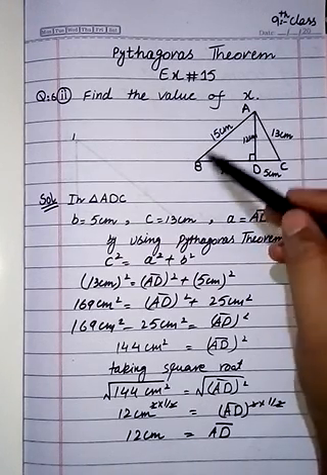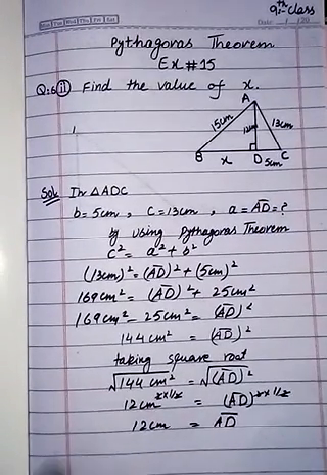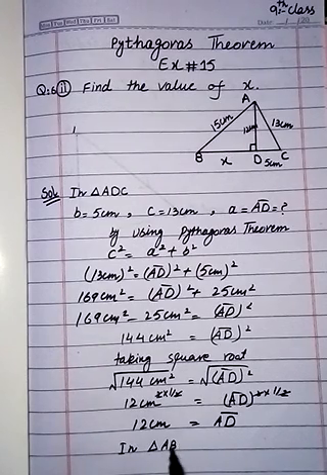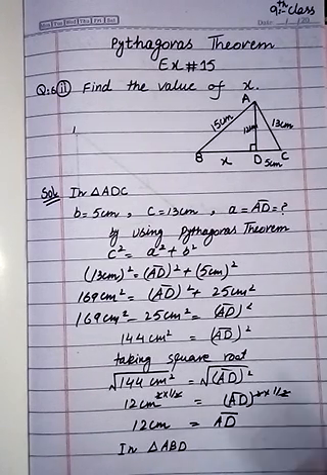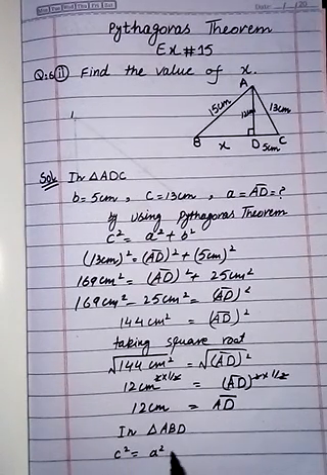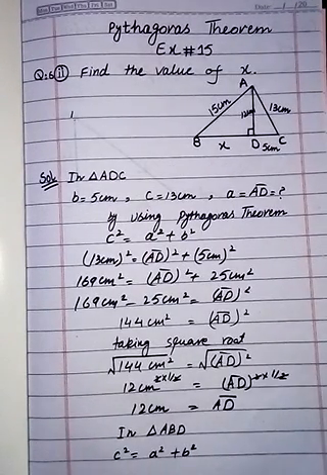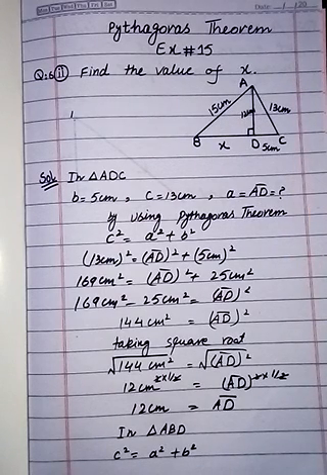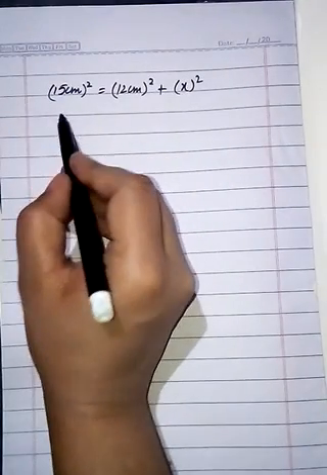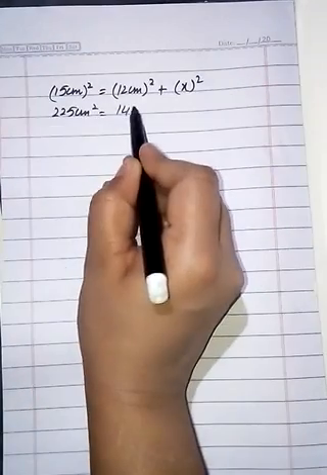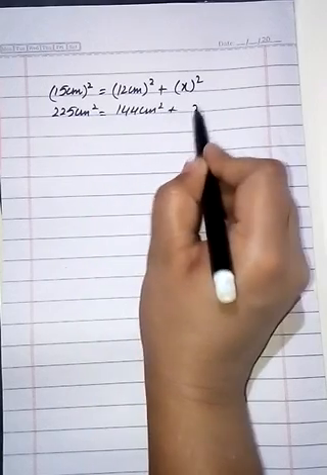Now you can take another triangle, ABD. In triangle ABD, now you have to apply Pythagoras theorem again here. C square equals A square plus B square. Here C is 15 centimeter, B is x and A equals 12 centimeters. So you have to put the values. Now take the square of 15 centimeter. It will be 225 centimeter square equals 144 centimeter square plus x square.